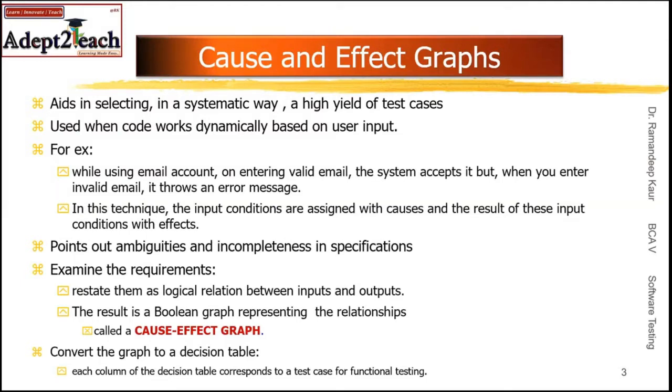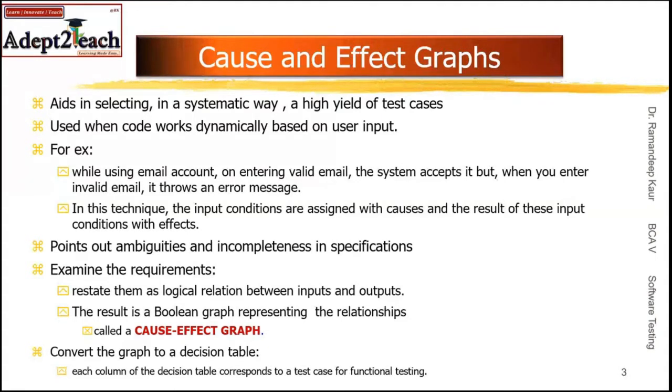So this technique tends to point out different ambiguities and different incompleteness in specifications if some requirements are missed or some requirements are not written properly. There is ambiguity in what the user has said or what the customer demanded and what the software developer understood and has implied in the software.